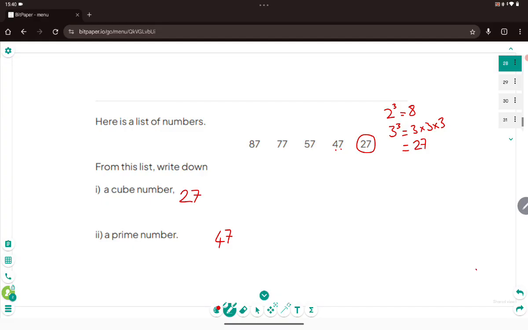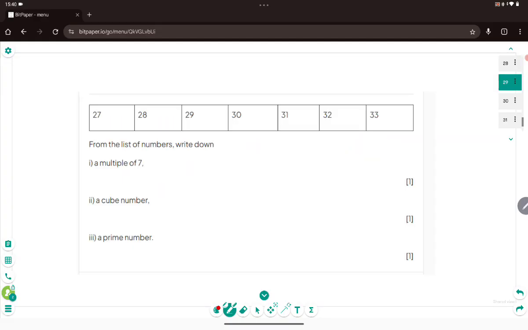Okay, next question. From the list of numbers, write down a multiple of 7. So I'm looking for a number in the 7 times table here. 7, 14, 21, 28. Cube number. Well, we kind of looked at this in the last question. 3 cubed. 3 times 3 is 9. Times 3 is 27. 27 is our cube number here.